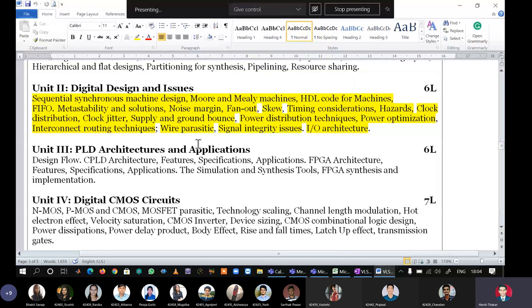Again, FPGA architecture, features, specifications, applications. The simulation and synthesis tools, and FPGA synthesis and implementation. So as such, if we see, this topic is very simple.